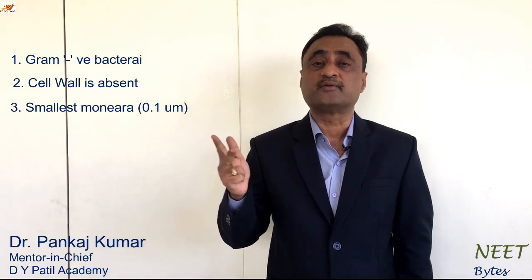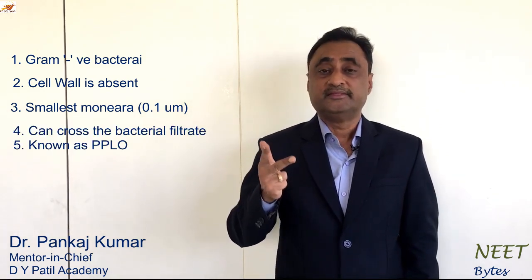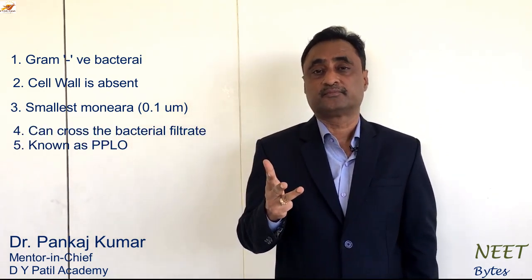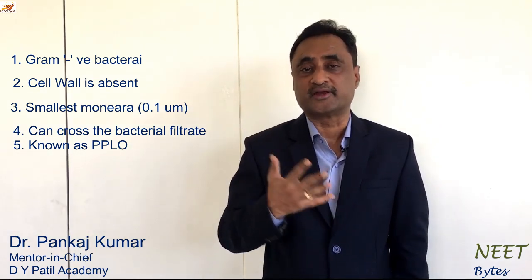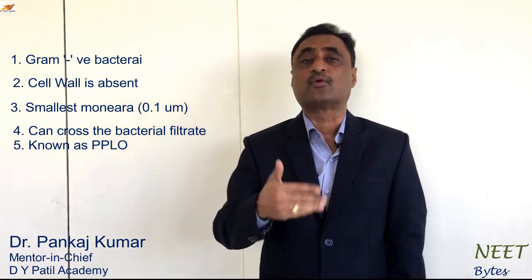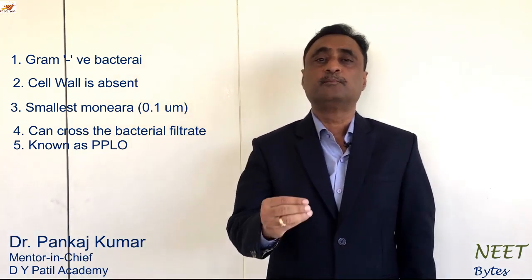For instance, take an example of Mycoplasma. What is Mycoplasma? First thing, gram-negative bacteria. Cell wall is absent. Smallest size, 0.1 to 0.15 micrometer. They can cross the bacterial filter, popularly called PPLO, pleuropneumonia-like organism. And they cause the disease called pleuropneumonia.